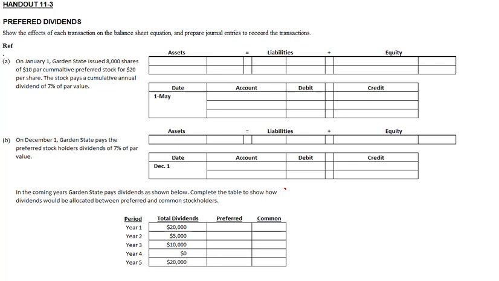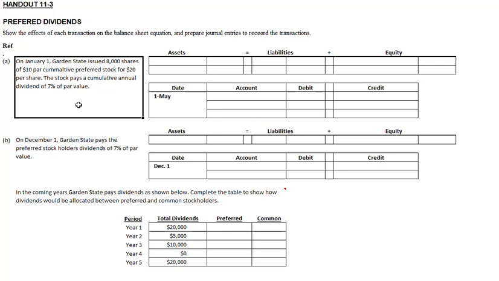In this video, we walk through Handout 11-3. We're going to record transactions to record the issue of preferred stock and the payment of dividends on preferred stock. We're told that on January 1, Garden State issues 8,000 shares of $10 par cumulative preferred stock for $20 per share. Recall there are two different types of preferred stock.